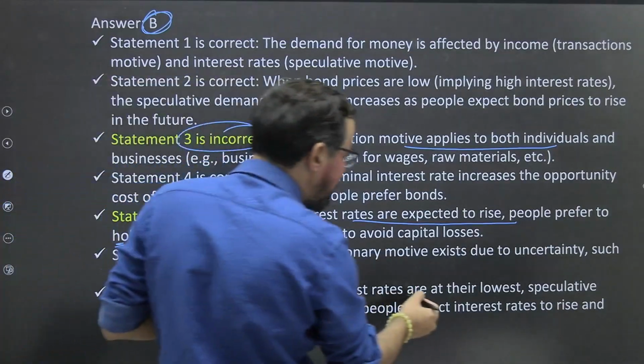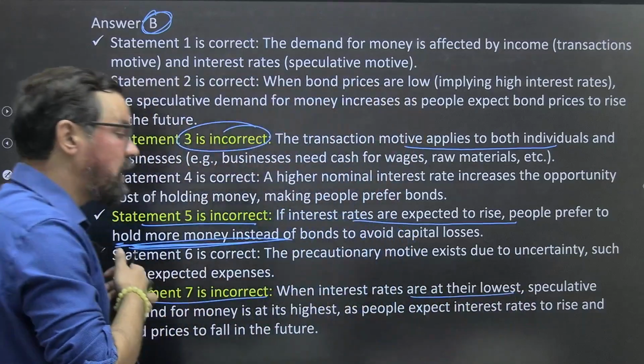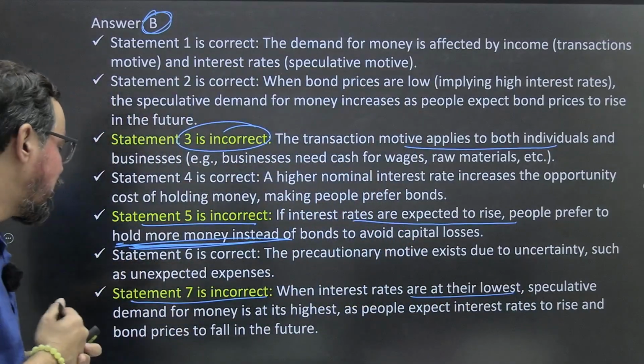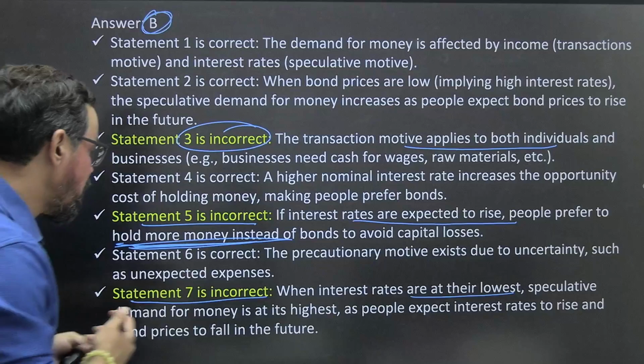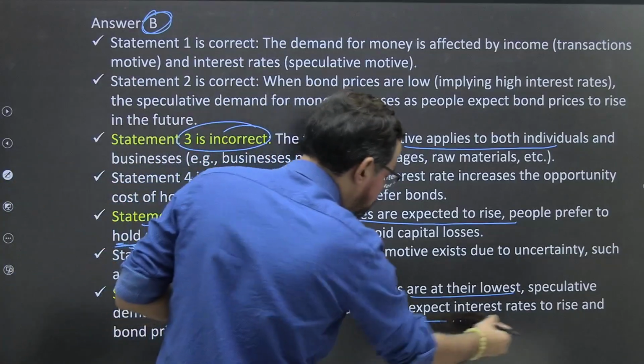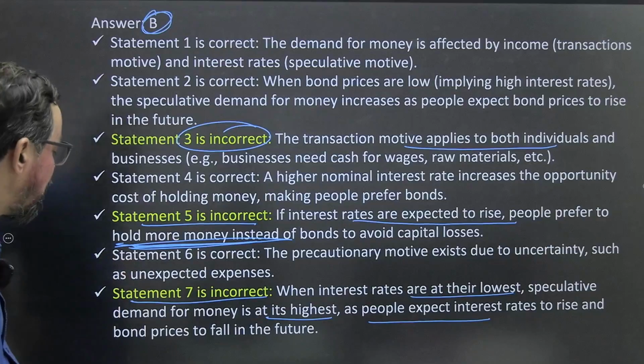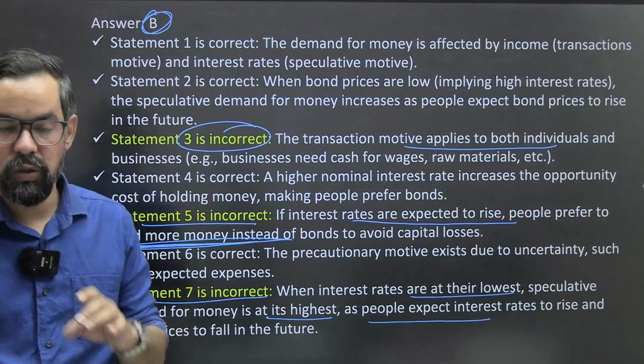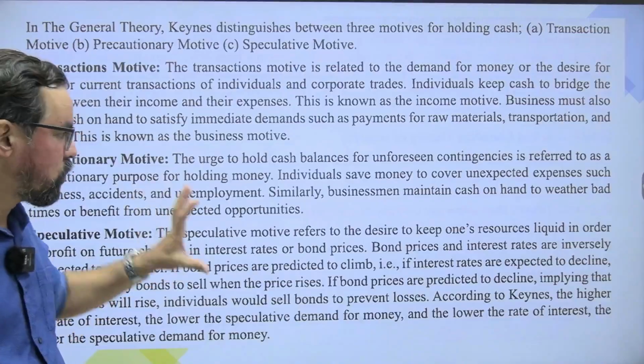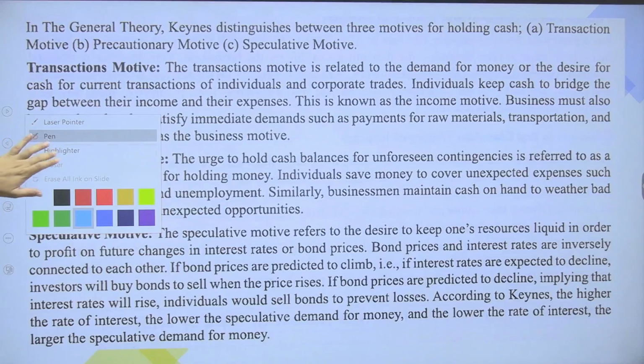When interest rates are at their lowest, speculative demand is at its highest. So it's highest as people expect interest rates to rise and bond prices to fall in the future. So this is the theory. Now let's go into it in a little more detail. Very important discussion, guys.